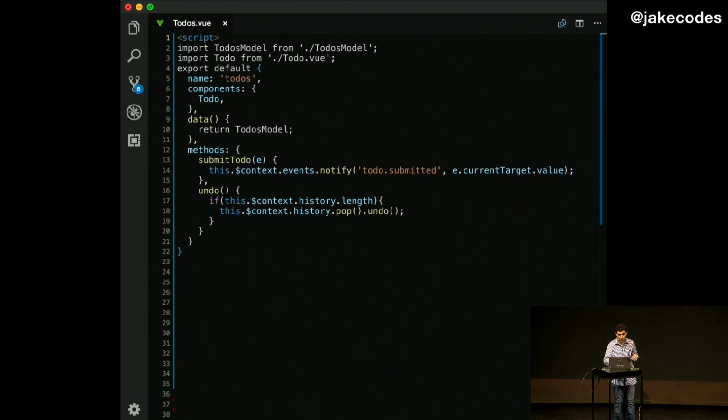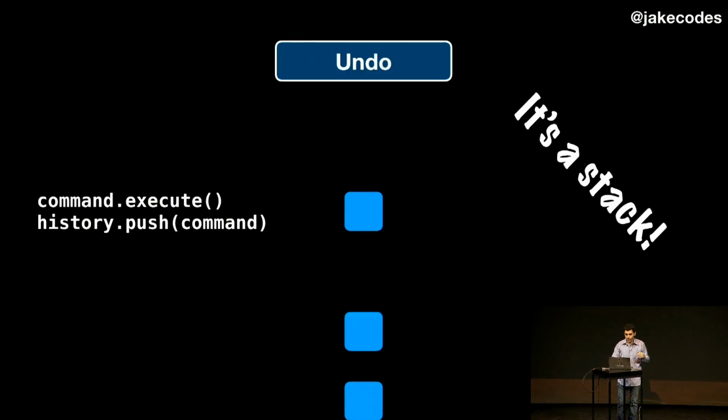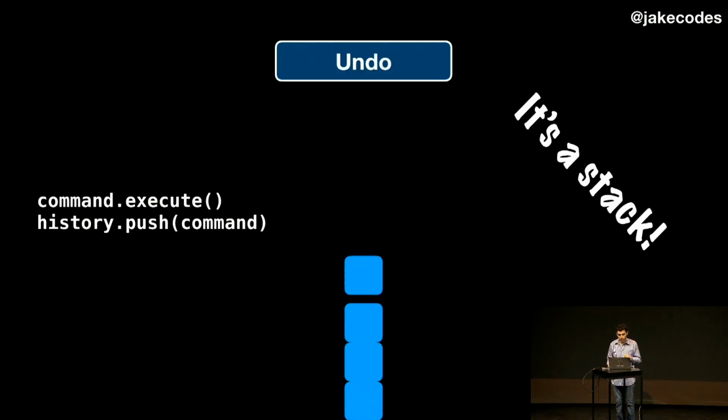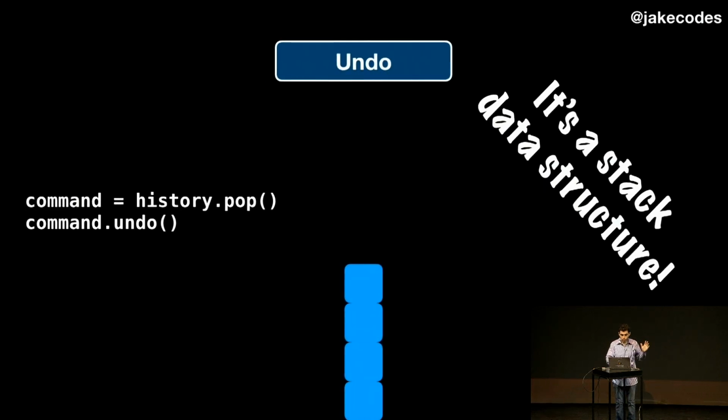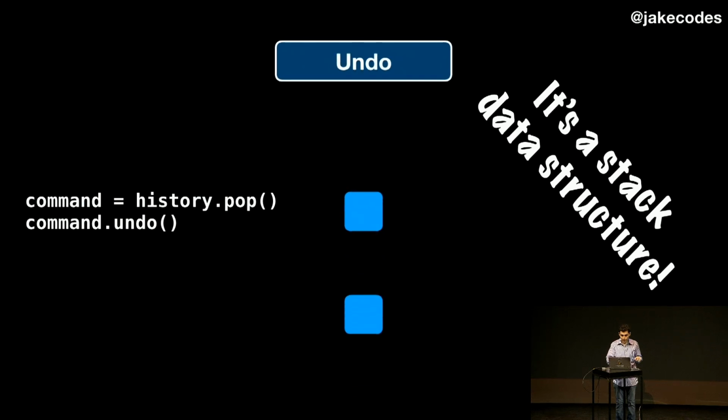Now I'm going to show you an animation here. So every time you run a command, it gets put onto a stack. That's a stack design pattern. That's command.execute, and then internally it does history.push, and it pushes that command on. And then when you're ready, it's going to call history.pop, which is going to give you the last command, and you're just going to call undo, and it's going to execute undo. So it's a really, really easy way to do undo.